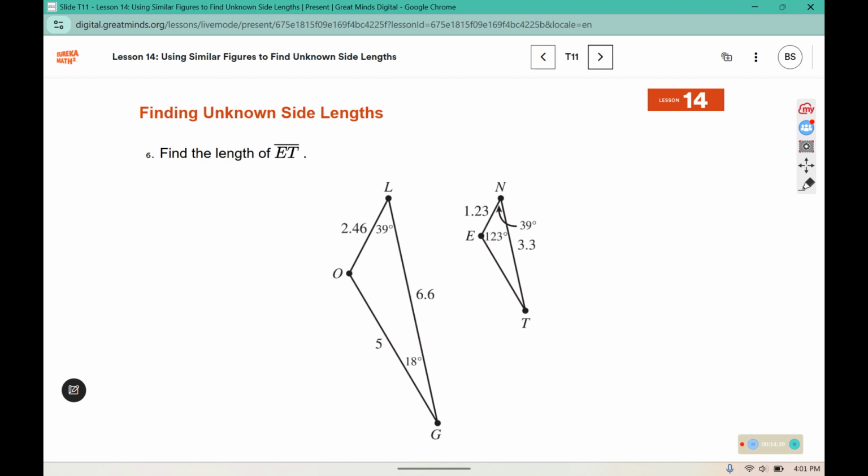Find the length of ET. Well, first we have to determine if they are similar. So to find this missing angle here, I can subtract from 180. I have an angle that's 39 and an angle that is 18. When I subtract those, I do get 123. So they are similar by AA criterion.